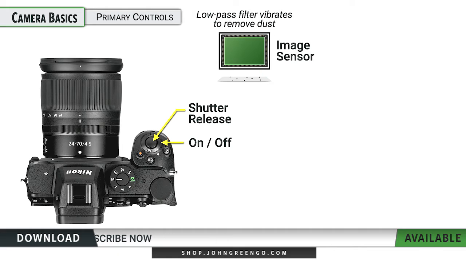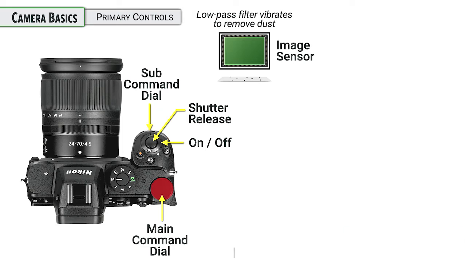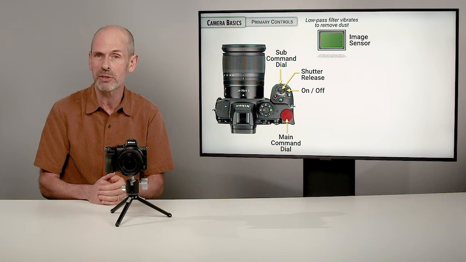Shutter release for taking photos, obviously pretty important there. The main command dial is on the back of the camera, kind of the top back, and the sub command dial is on the front. So in general, if you have to change something, it's probably the main command. If that's being used for something else, then it might be the sub command.